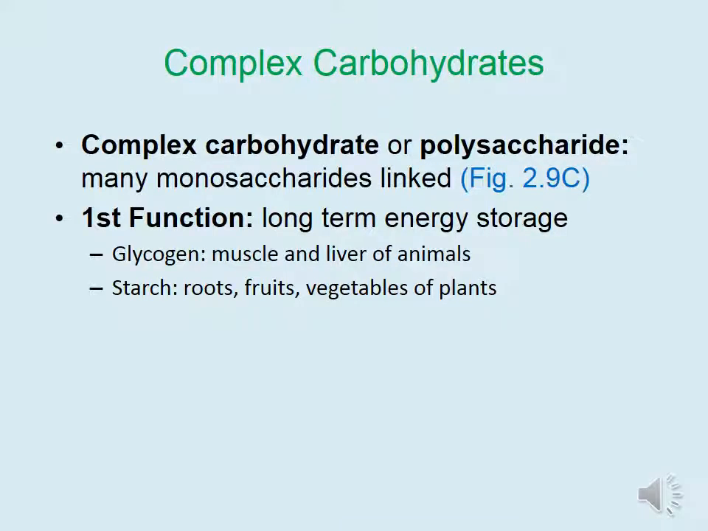Complex carbohydrates are longer carbohydrates referred to as polysaccharides. These consist of many monosaccharides linked together. Recall that poly as a prefix means many. The first function of polysaccharides is long-term energy storage. In animals, we have glycogen, which is a polysaccharide found in our muscle and liver, which provides energy for future use. In plants, starch is found in roots, fruits, and vegetables.